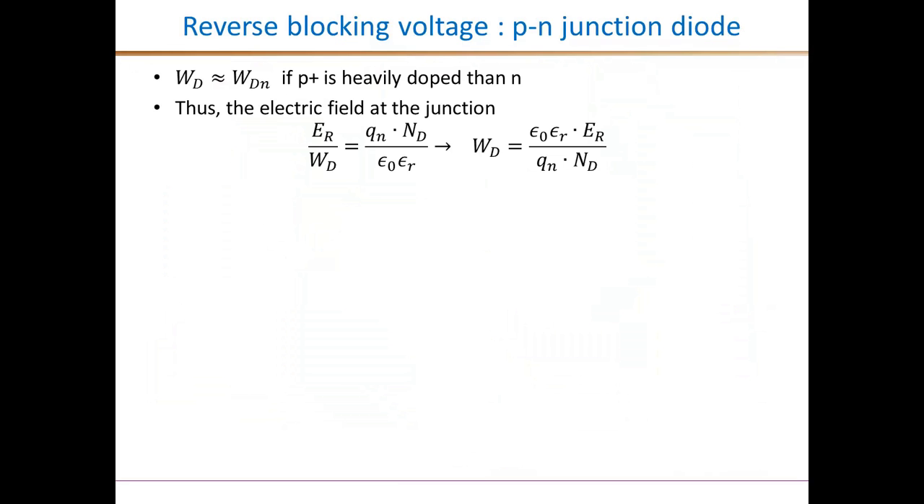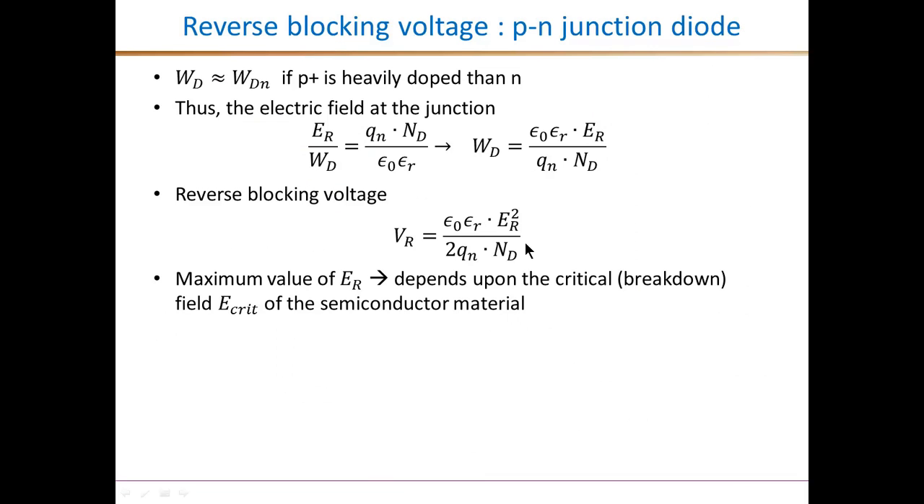Then the maximum value of the electric field, happening at the junction, is given by this expression, which is exactly the same as what we derived in an earlier slide, except that for this extreme case we replace WDN by the entire WD. That gives us an expression for the width of the depletion region in terms of the electric field and the doping concentration. The reverse blocking voltage VR, as we derived earlier, is 1/2 times WD times ER. So we just multiply by ER over 2 to result in this expression for the reverse voltage of the diode.